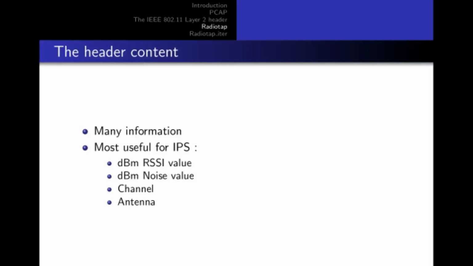So let's go now to the Radiotap API and its iterator to access the content. Radiotap adds some headers to your frame with a lot of information. For indoor positioning systems, what we find useful is the dBm RSSI value, the dBm noise value, the channel which the packets come from, and the antenna on which it was received.